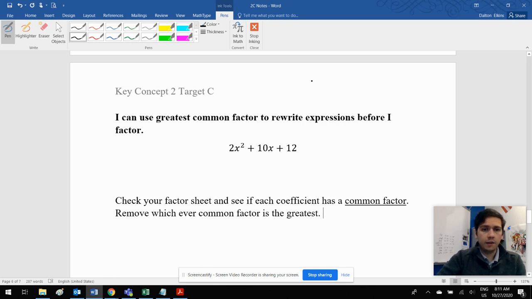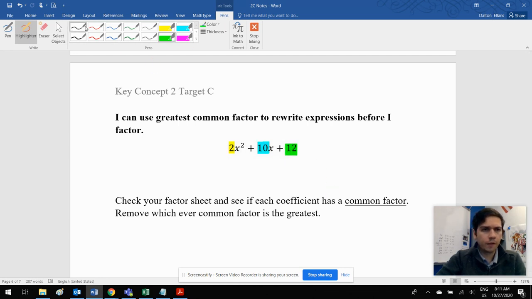Okay, welcome back. Today our mission is to use the greatest common factor to rewrite expressions before you factor. So here we have 2x squared plus 10x plus 12. Now, something may kind of alarm you. If I were to say, hey, factor this, you may be kind of unaware about that too. We haven't really talked about what happens when there's something in front of the variables. We looked at something in front of the x variable, but never the x squared variable.